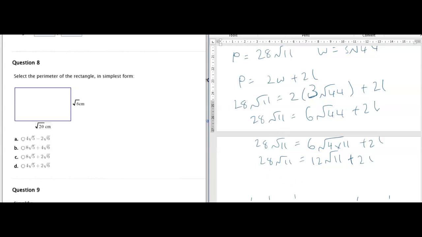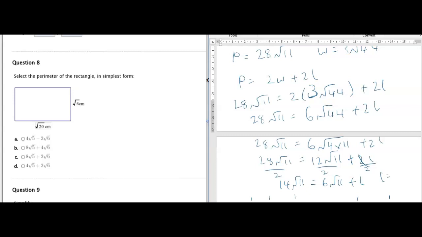Okay, so I can put the L on one side and this on the other side, but I'm going to divide everything by 2. The reason for that is just so I've got L by itself. So at the moment it's 2 times L. And remember, whatever you do to one term, you need to do to every term. So because I divided that by 2, I need to divide this by 2 and this by 2. So that becomes 14 root 11. This becomes 6 root 11. And that just becomes L.